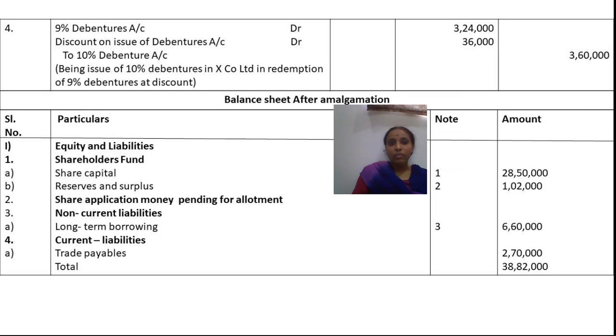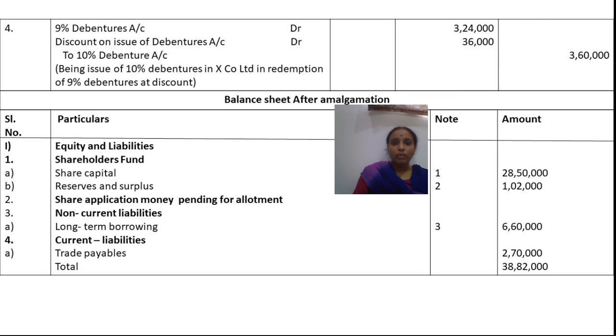The next journal entry is for the debentures provided by X company to Y company. 9% debentures 3 lakh 24,000, which we calculated in the working note, and discount on issue of debentures is 36,000. With the discounted value, that is 3 lakh 60,000. The balancing figure is the discount. To 10% debentures account 3 lakh 60,000, which we have calculated in the working note. This is being the issue of 10% debentures by X Company Limited in redemption of 9% debentures at a discount. So these are the incorporating entries in the books of X company.